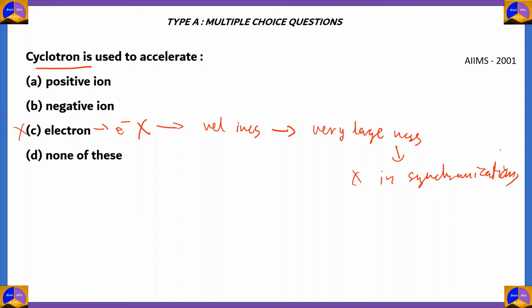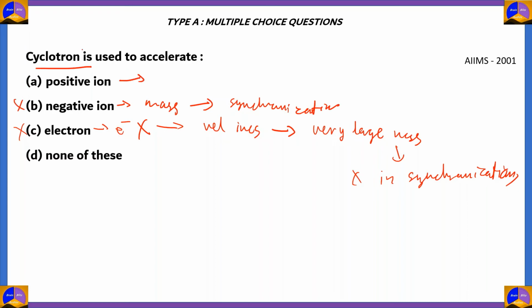So it cannot be synchronized properly. So that's why electrons are never used in a cyclotron. So option C is incorrect. What about option B, negative ions? Well, negative ions have more mass, and therefore they face a problem in synchronization again. So option B is incorrect.